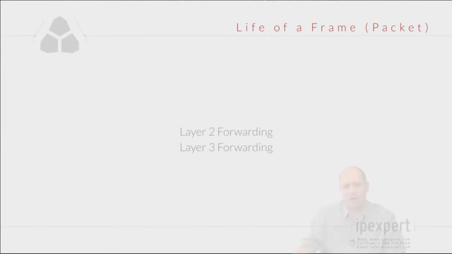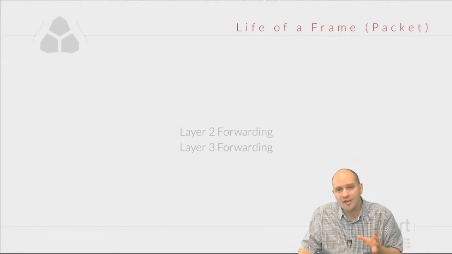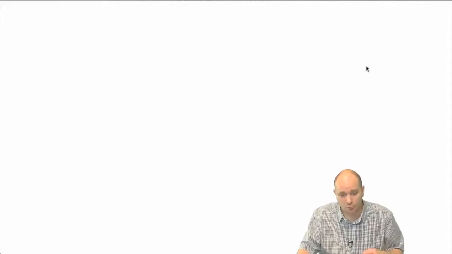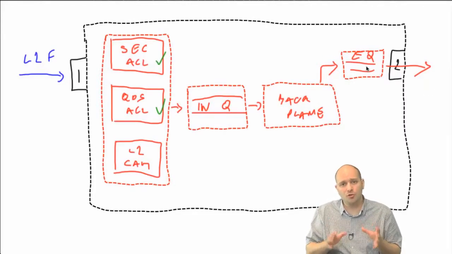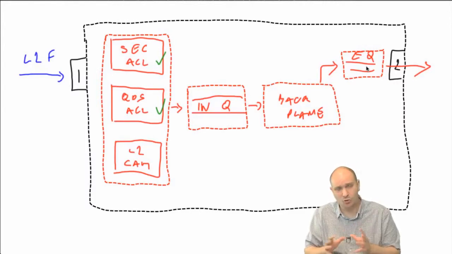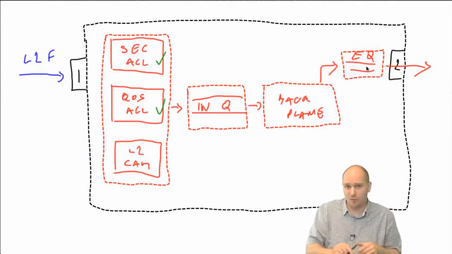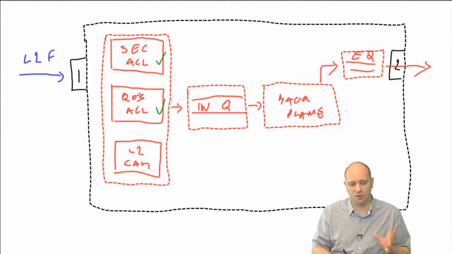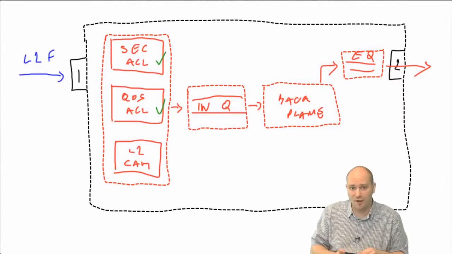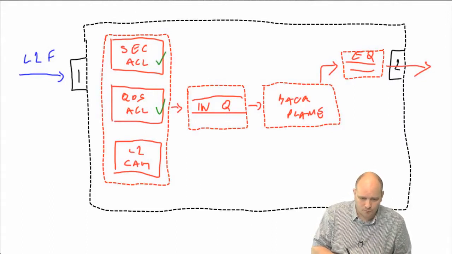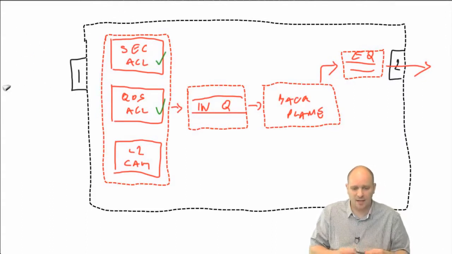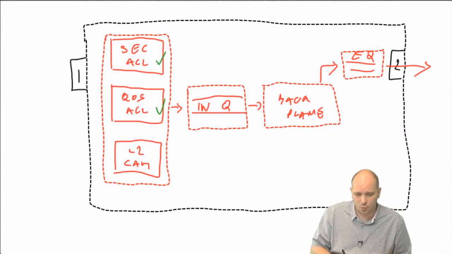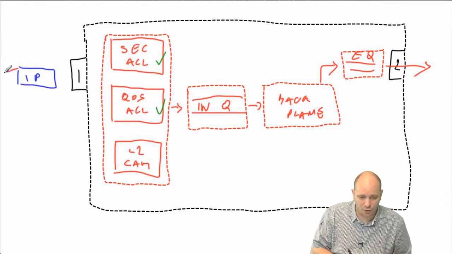Let's take a look now at what happens with a layer 3 packet as it goes through our switch. Obviously, the process is going to be very similar to the one that a layer 2 frame goes through. So I'm just going to reuse the same drawing that we used, and I'm going to change it just a little bit. Now, when we talk about the layer 3 forwarding, it's important here to understand that what arrives here is not a frame, it's a packet. Now, the packet has layer 2 and layer 3 components. So what we have here is an IP packet which is encapsulated in a layer 2 frame.